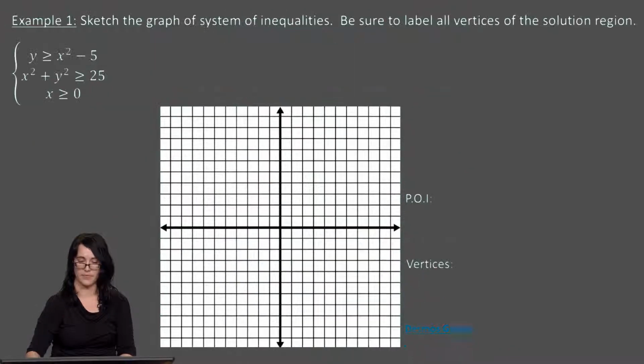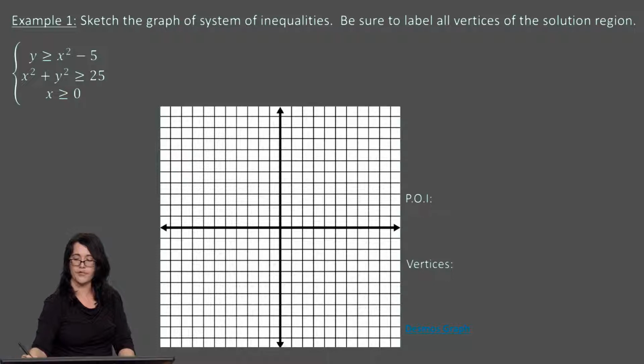Let's continue. So in example 1, officially, it says, can you sketch the graph of the system of inequalities shown below? Be sure to label all vertices of your solution region. And the first constraint, if you will, the first inequality, is y is greater than or equal to x squared minus 5. So your first step, if you go back to your previous slide if you need to, was to identify what kind of graph that is and begin graphing it.